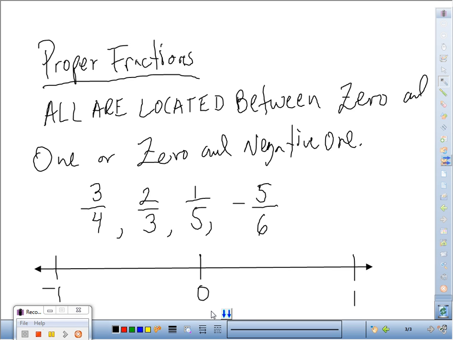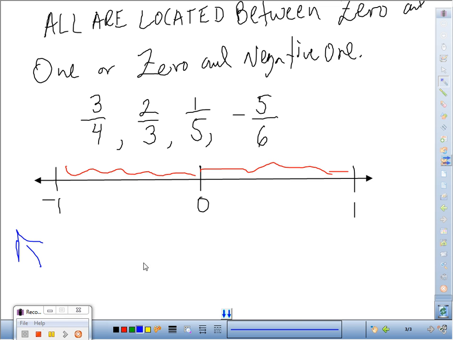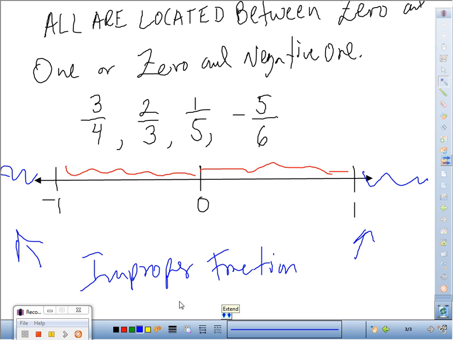Okay? So what does that mean? What then, if proper fractions are between 0 and 1 and 0 and -1, what do you think improper fractions are located? What is it? No. We said proper fractions are located between 0 and 1 and 0 and -1. So where do you think improper fractions are located? Anything after that on both sides. So check this out. Proper fractions are right here. Anywhere here. So, point arrows to this side and point arrows to this side. And write improper fractions. Improper fractions or mixed numbers are located after 1 and after -1.